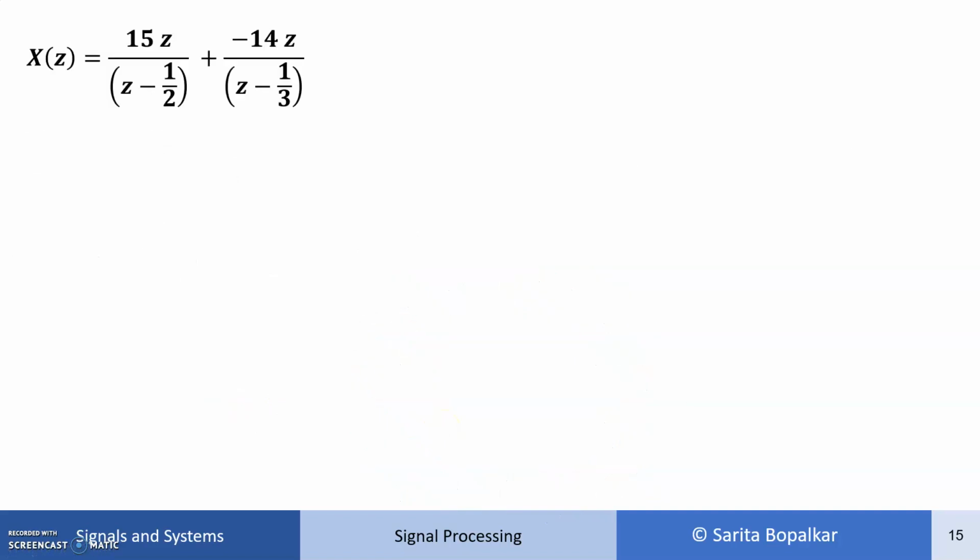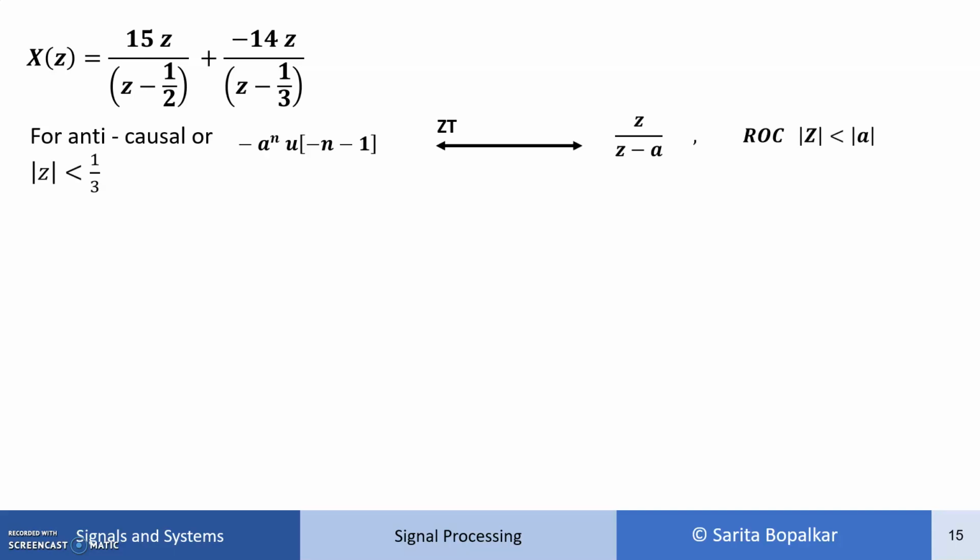Second case, for anti-causal system. The same X of Z is there. For anti-causal, we are using the formula: Z upon Z minus a, we take the inverse as minus a raised to n u of minus n minus 1. It is for anti-causal. Why are we saying this? Because u of minus n minus 1 exists only for n less than 0, for the negative values of n. That means it is a left-sided sequence, that means it is anti-causal. And ROC is mod Z less than a.